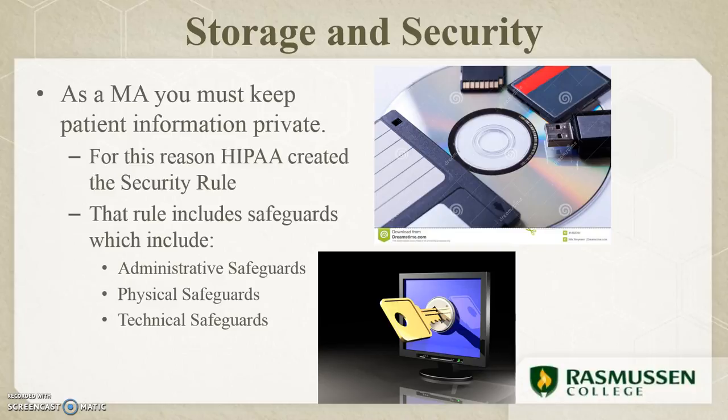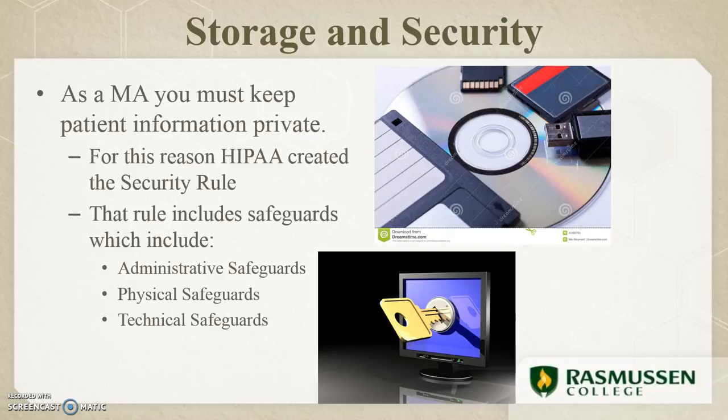The physical safeguards are to prevent unauthorized persons from physically accessing the data. So things such as putting in passwords, not leaving those passwords where others can see them, typically updating the passwords every 60 days, and making sure that you are turning your computer screens away from public areas where information could accidentally be seen.